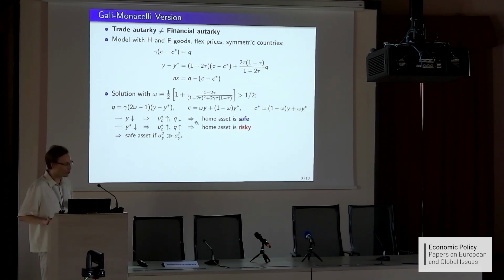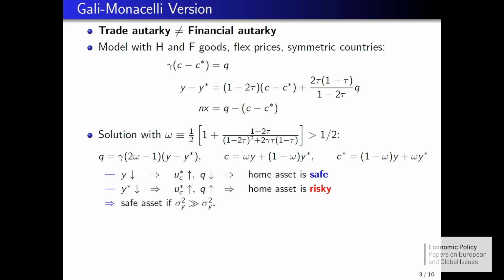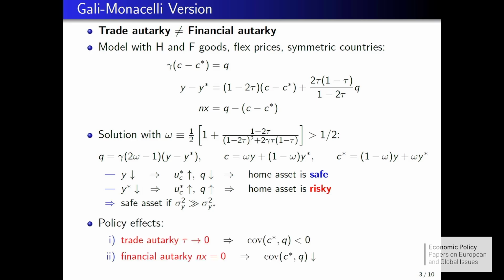The good news, the robustness result, is that you get exactly the same effect. So if it's the domestic good endowment which goes down, it's a bad state of the world, but the exchange rate appreciates. If it's the foreign one, you get the same effect on the SDF, but the exchange rate depreciates. So the intuition still goes through. And if you have more shocks in the home economy than in the foreign economy, you still get that the home asset is safe.